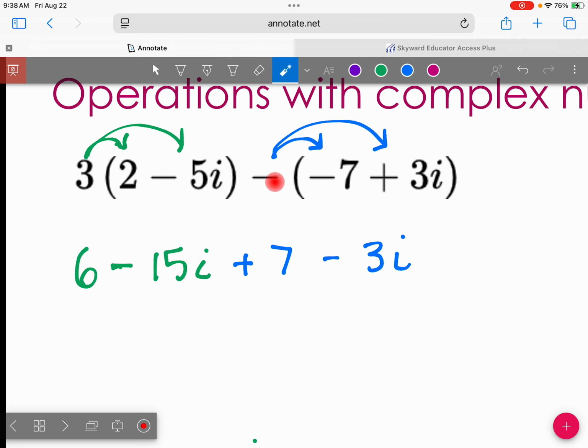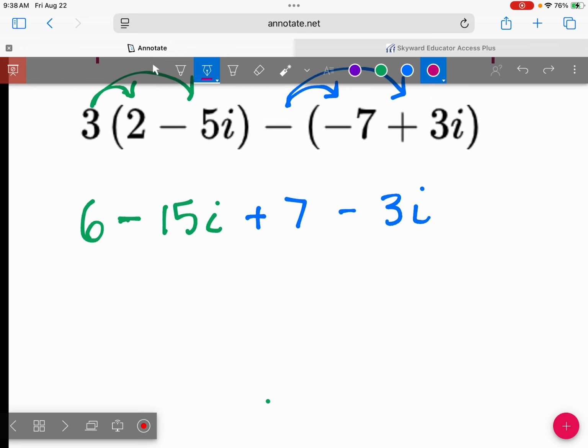Be really, really careful when we are distributing this minus sign through. I have a lot of people that accidentally turn this into then multiplication. Don't do that. Just because we lose the minus sign doesn't mean it's not still adding.